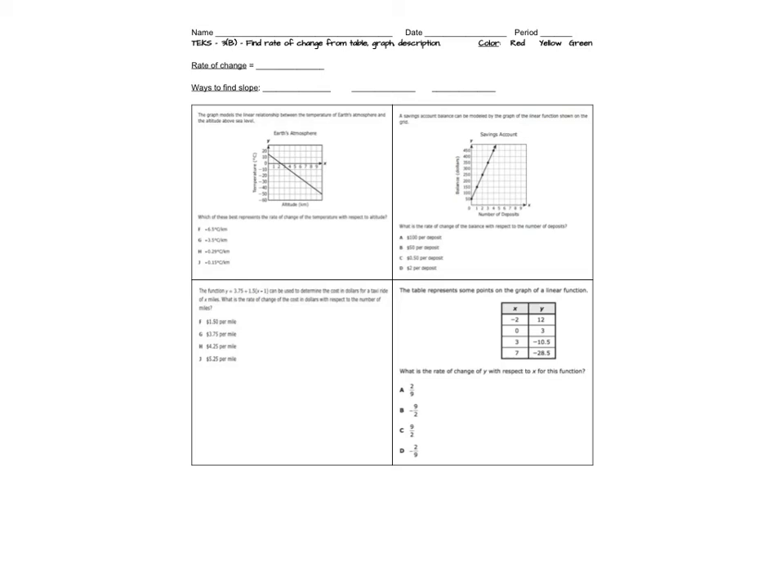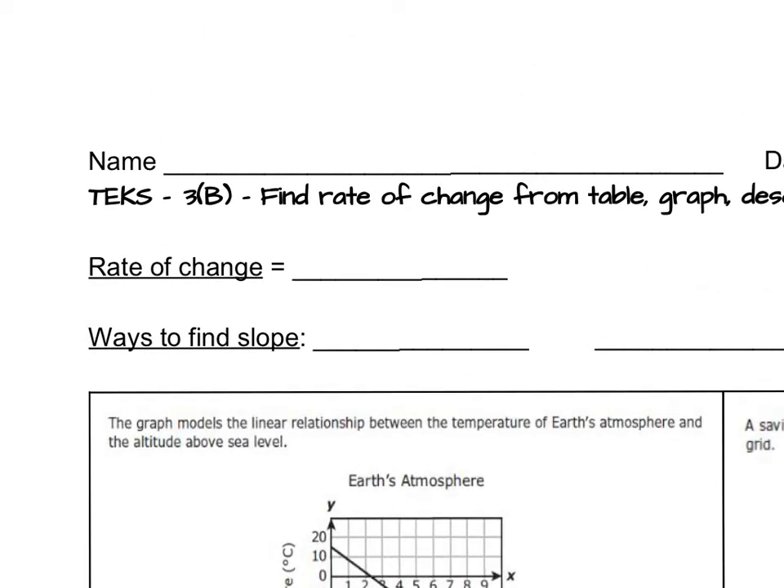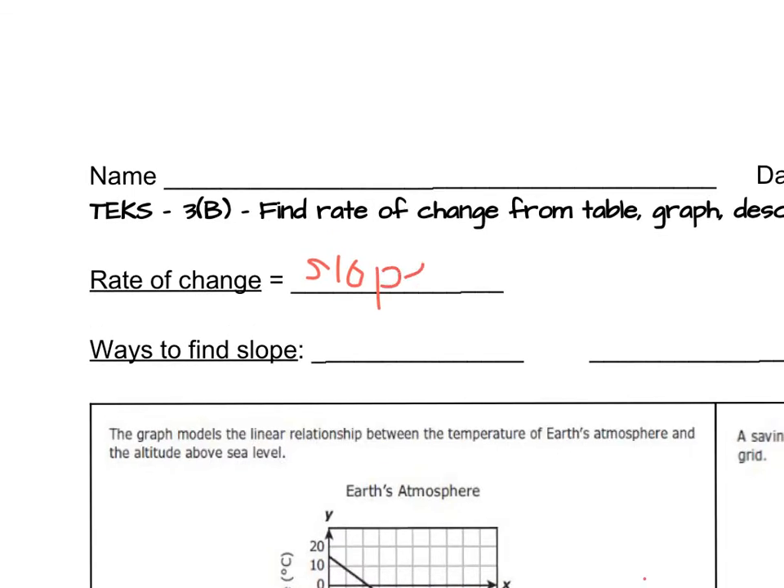For this skill, there are some words that we need to know what they are before we begin. So if we look up at the top, rate of change means the same word as another word that we know, which is slope. And then there's several ways to find slope. So the first way that we can find slope from a graph is to do rise over run. So that's going to be how many up and down, and then how many left and right.